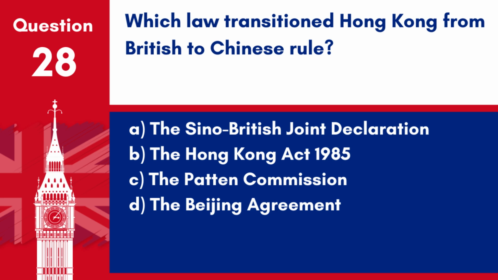Question 28. Which law transitioned Hong Kong from British to Chinese rule? A. The Sino-British Joint Declaration. B. The Hong Kong Act 1985. C. The Patten Commission. D. The Beijing Agreement. Answer: A. The Sino-British Joint Declaration, signed in 1984, was the treaty that agreed to return Hong Kong to Chinese rule in 1997 under the principle of one country, two systems.